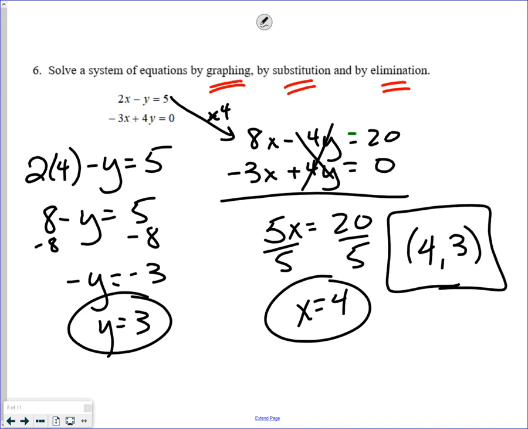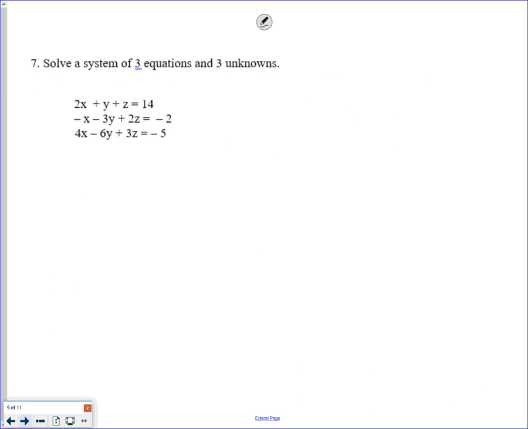You must be able to solve equations by graphing. You must be able to solve equations by substitution and by elimination. And yes, on the test, I will specify on certain problems how you have to do it. So you need to know all 3.